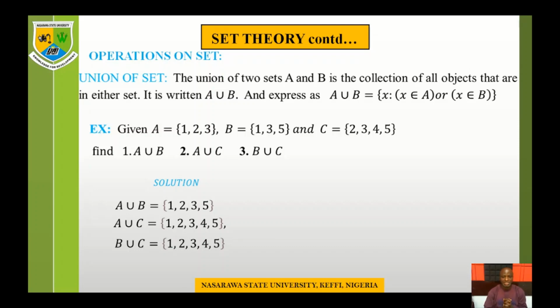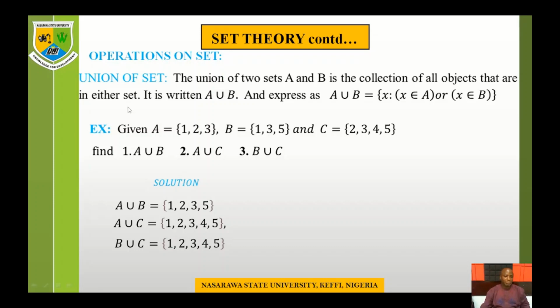So a union of two sets, A and B, is a collection of all objects that are in either set. That is, it's written as A ∪ B. So A ∪ B is equal to {x such that x is a member of A or x is a member of B}. So what we are trying to say here is that you bring the two sets together, marry them together, but don't add them. Marry them together, don't repeat any number. That gives you the union of sets.